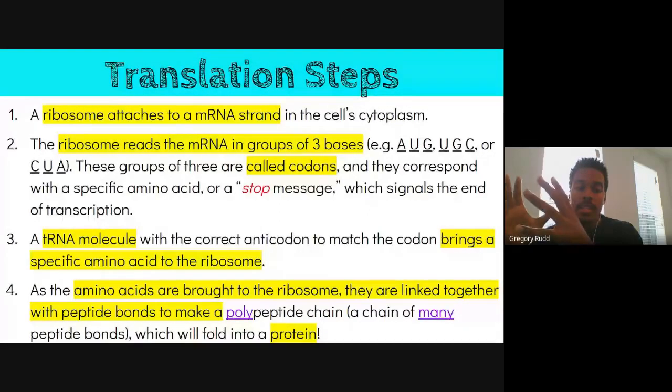So that tRNA will bring the correct amino acid to the ribosome. And then our last step is that those amino acids are linked together with peptide bonds, creating a polypeptide chain. Poly is a prefix that means many. So a polypeptide chain is a chain of many peptide bonds. And eventually that polypeptide chain is going to fold together in some very intricate ways to make a protein. So these are the 4 steps of translation.